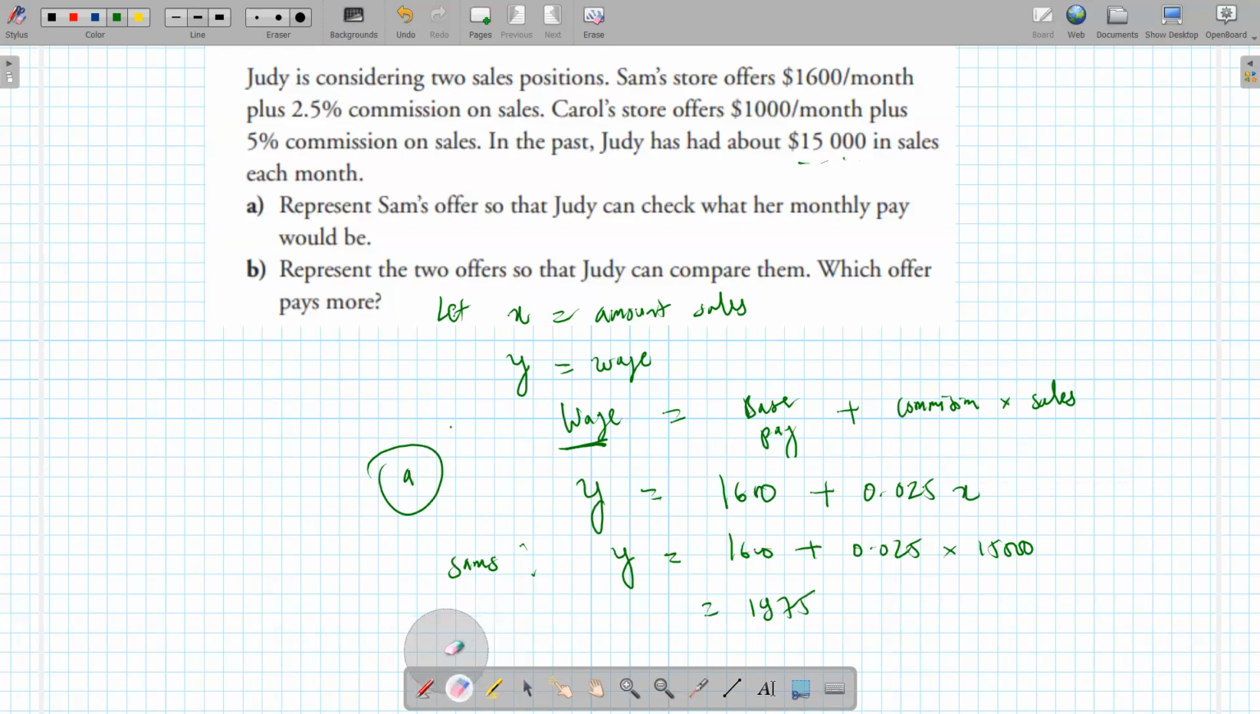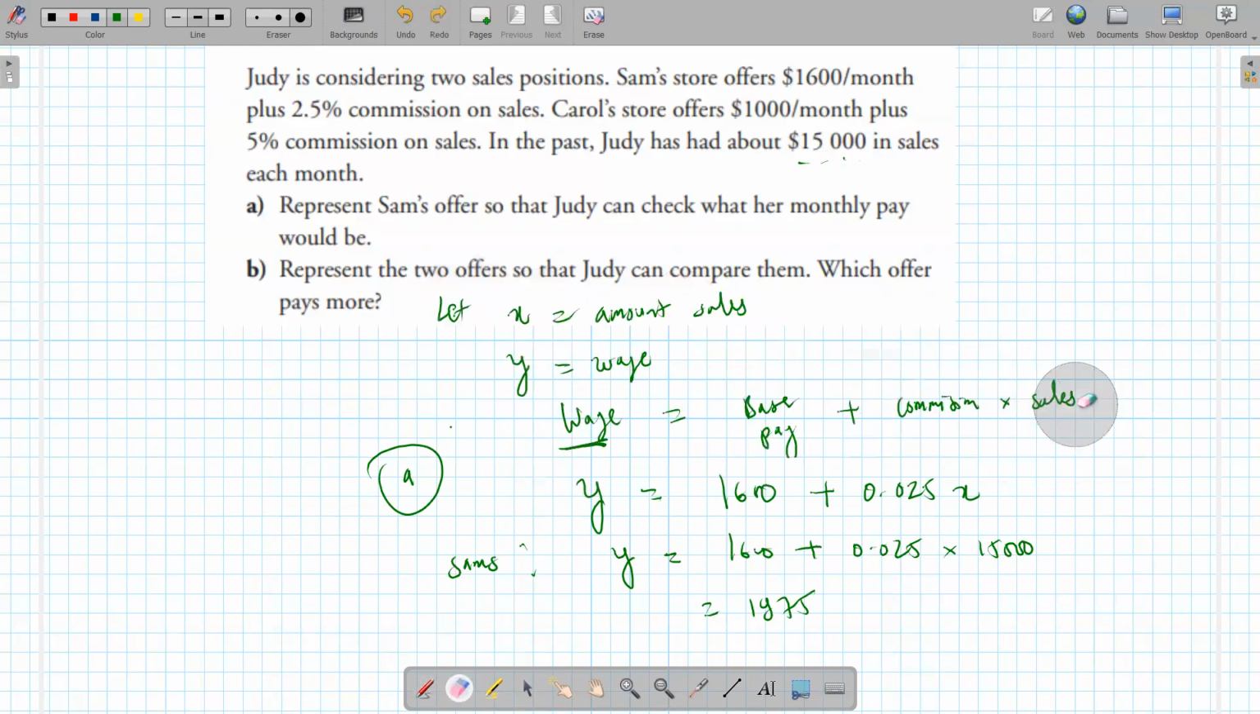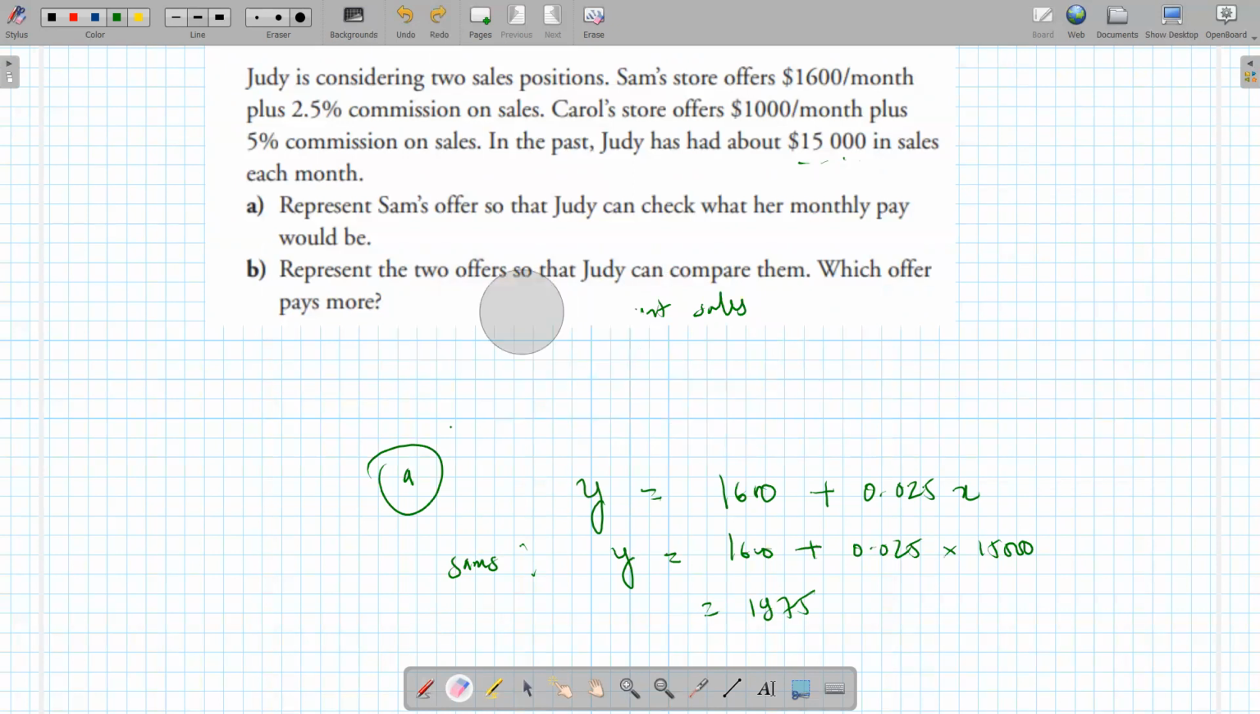What's the equation for the other store, for Carol's store? It's going to be extremely similar. Y equals 1,000 plus 0.05x. Now let's see how much she would make.